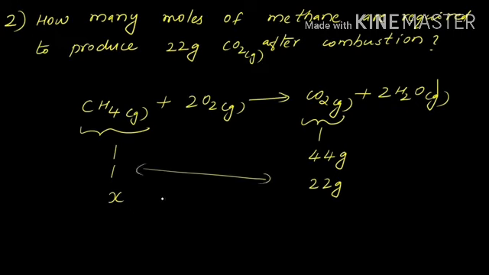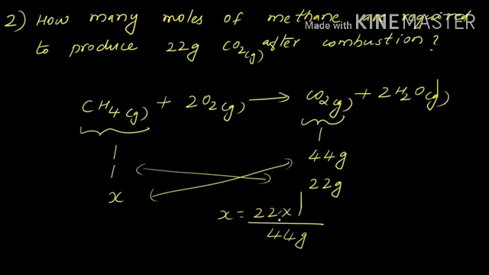1 into 22 is equal to x into 44. So we'll get the value of x from there, right? So x will be equal to 22 into 1 divided by 44. Right? Write the units also. 44 is in gram, 22 is in gram, 1 is in number of moles. So we'll get the value of x as 0.5 moles.